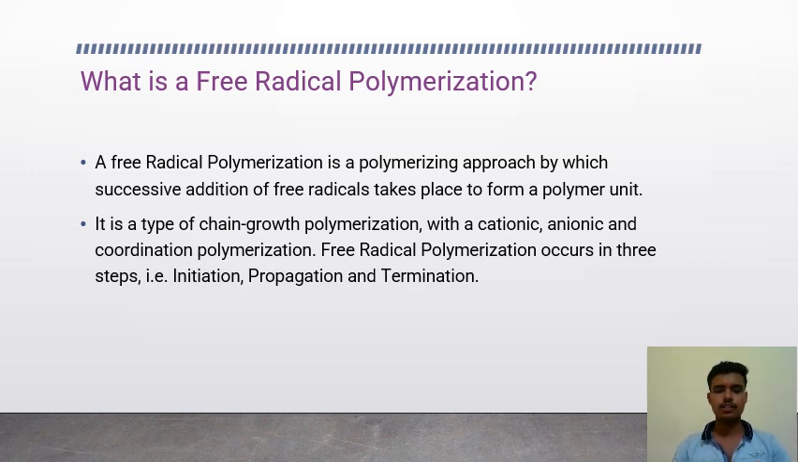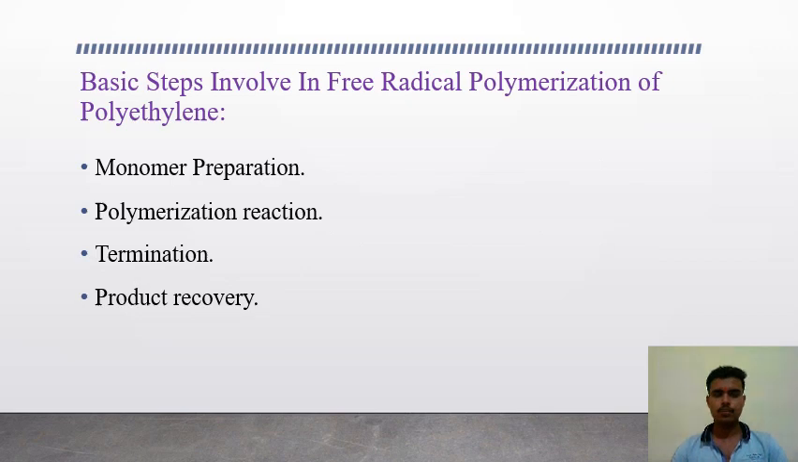Free radical polymerization is widely used in various industries, from plastic and coatings to additives and biomedical materials. Polyethylene is a widely used polymer that can be synthesized by free radical polymerization. The basic steps involved in the free radical polymerization of polyethylene are as follows. First, monomer preparation. The monomer used in the synthesis of polyethylene is ethylene, which is a simple colorless gas. The ethylene is typically purified and compressed before use to remove any impurities that might interfere with the polymerization reaction.